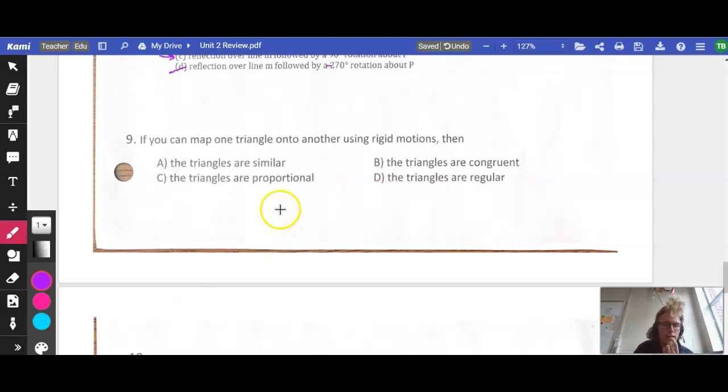Next one, number 9. If you can map one triangle onto another using rigid motions, then the triangles are congruent. Maintains distance and angle measure.